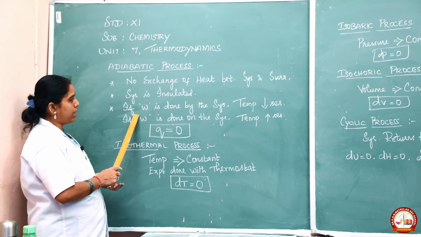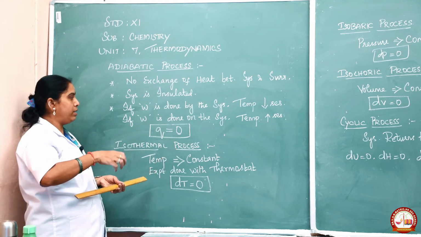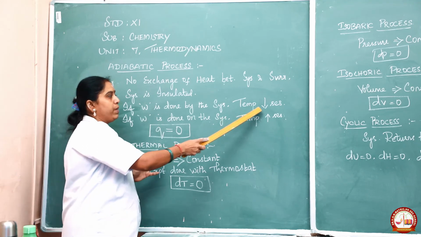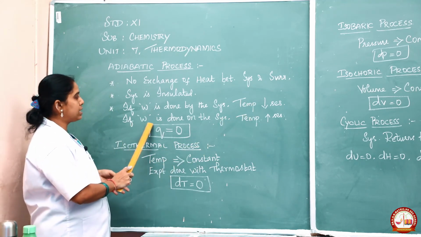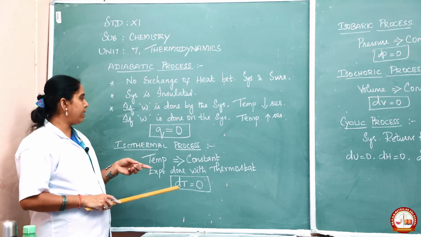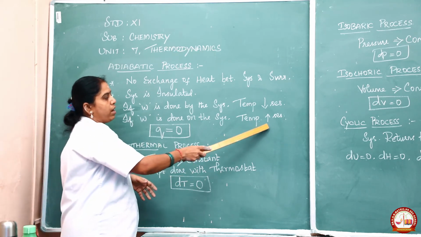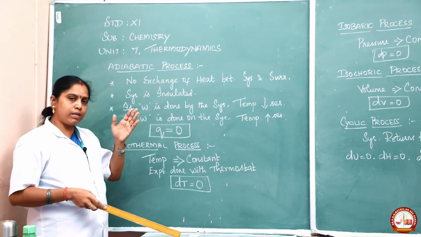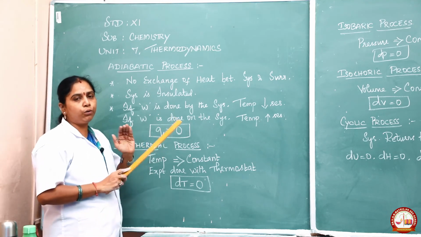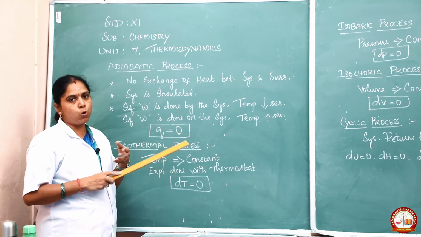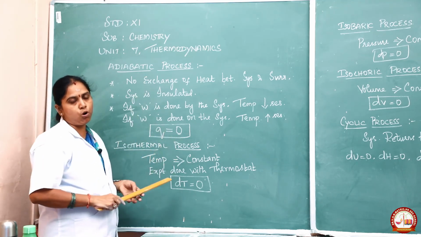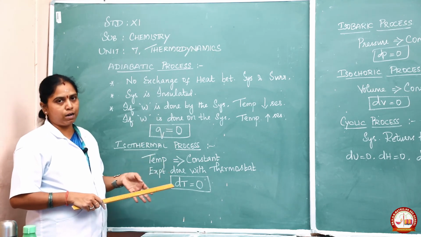Here in this case, if work is done by the system, then the temperature of the system decreases. On the other hand, if work is done on the system, the temperature increases. As I told you, whenever we remember the adiabatic process, immediately you should think of this condition, Q is equal to 0. That means no heat flow, no exchange of heat. So the condition for adiabatic process is Q is equal to 0 or dQ is equal to 0. Either way we can represent the condition.